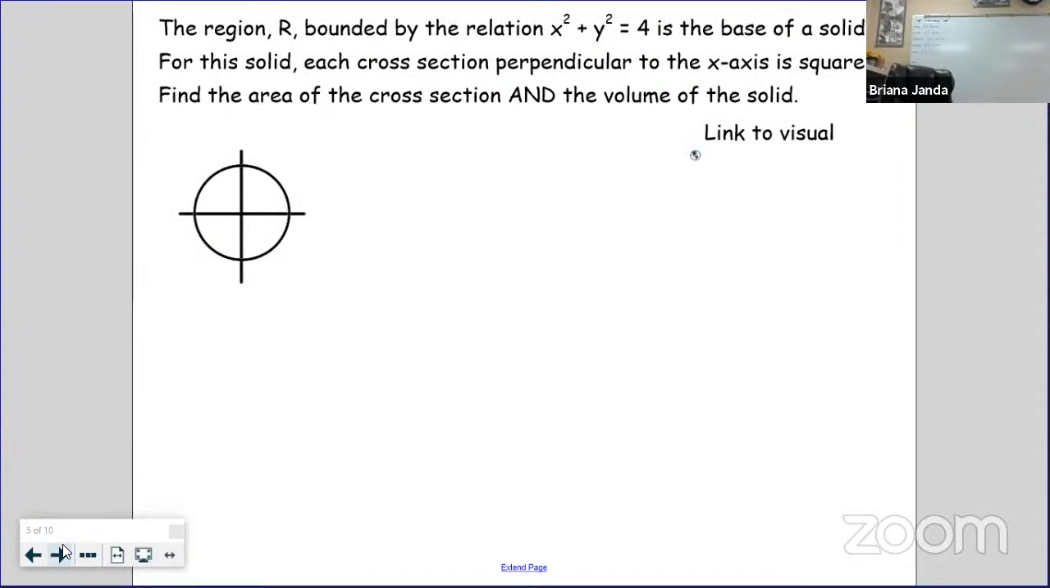While you guys get this one jotted down, I am going to go to a visualizer here. It says region R is bounded by the relation x squared plus y squared equals 4. You can see that that's that circle that we have in this picture. Is the base of a solid. For this solid, each cross section perpendicular to the x-axis is a square. Find the area of the cross section and the volume of the solid. So jot down that example.